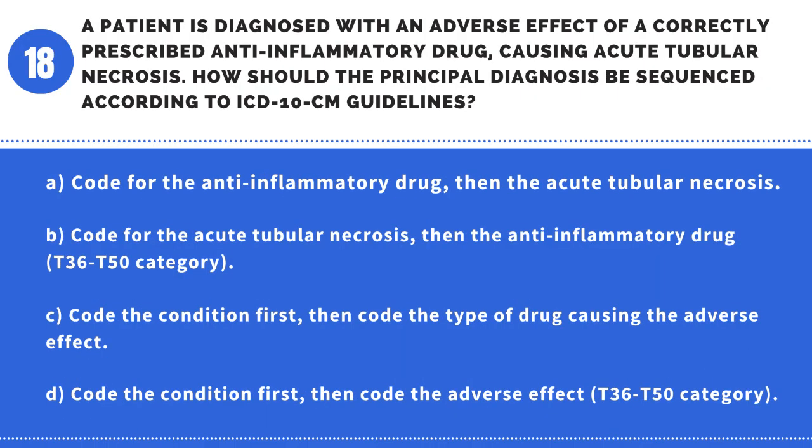Question 18. A patient is diagnosed with an adverse effect of a correctly prescribed anti-inflammatory drug, causing acute tubular necrosis. How should the principal diagnosis be sequenced according to ICD-10-CM guidelines? A. Code for the anti-inflammatory drug, then the acute tubular necrosis. B. Code for the acute tubular necrosis, then the anti-inflammatory drug, T36-T50 category. C. Code the condition first, then code the type of drug causing the adverse effect. D. Code the condition first, then code the adverse effect, T36-T50 category.